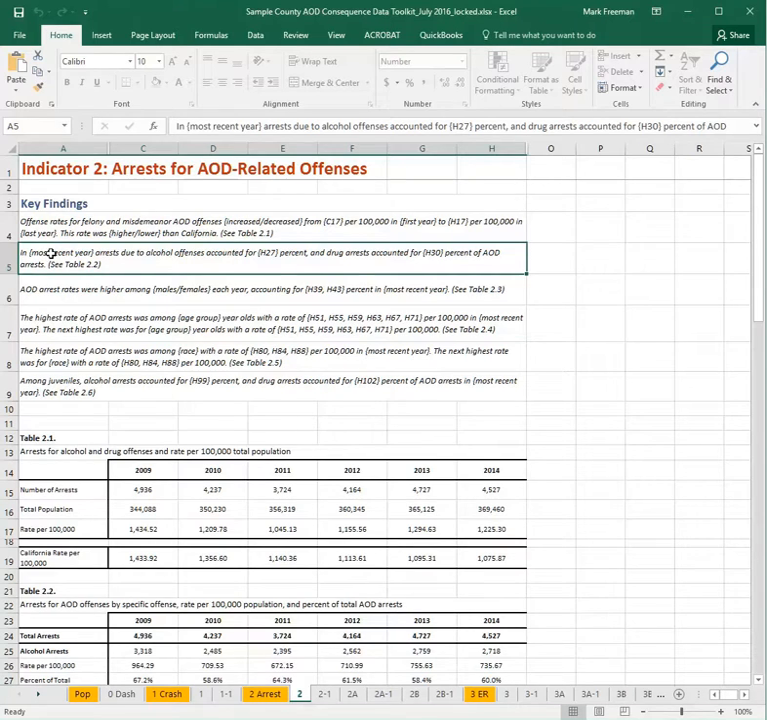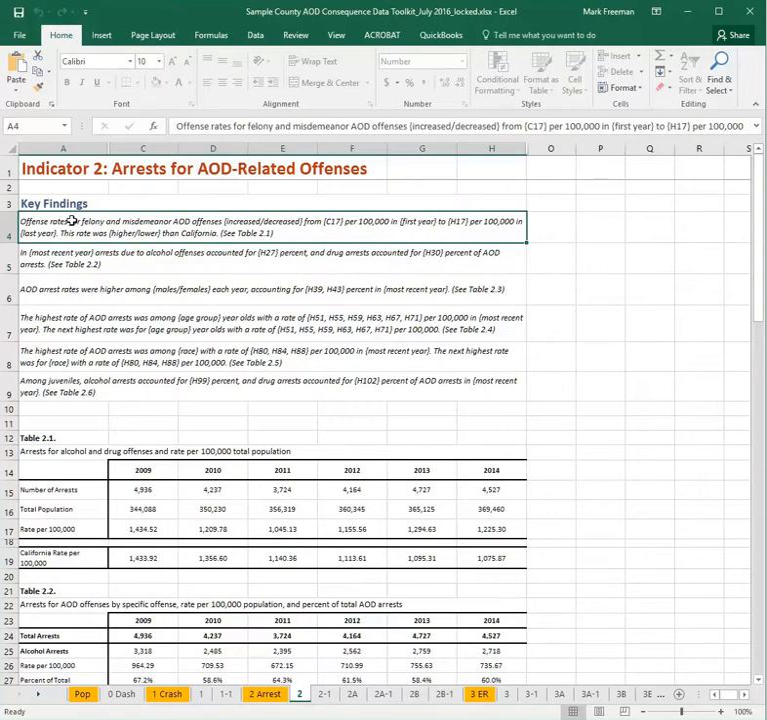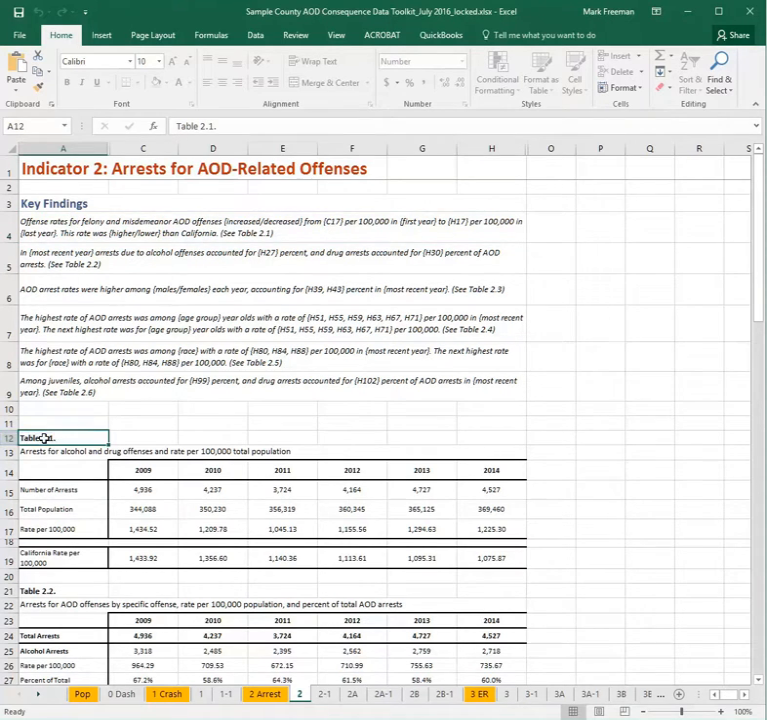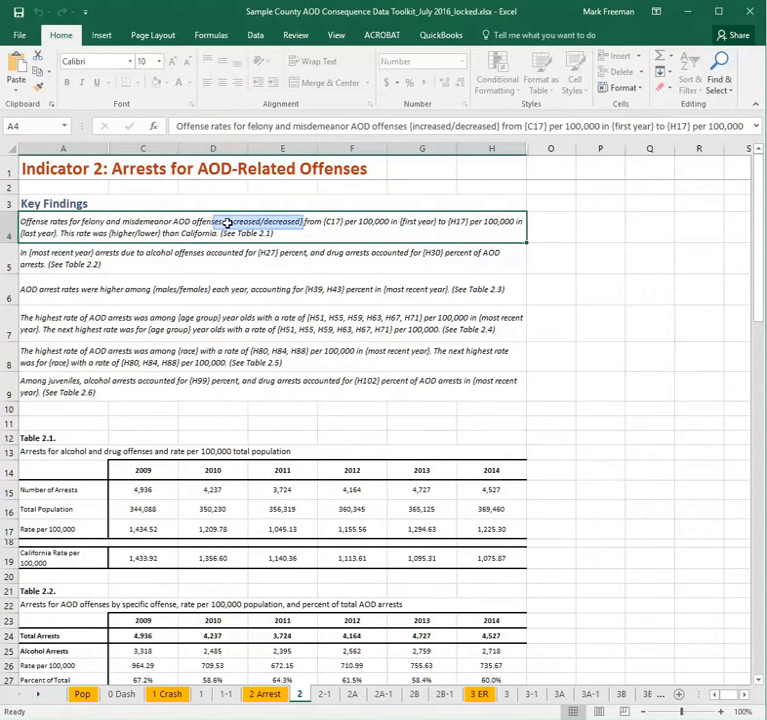Let's do an example. Let's look at row 4. This is referring to table 2.1, which you'll see begins on row 12. And we're going to enter our data. So if we look at it, the first rate number is about 1,400 and the last one is 1,200. So we're going to say offense rates for felony and misdemeanor AOD offenses decreased.